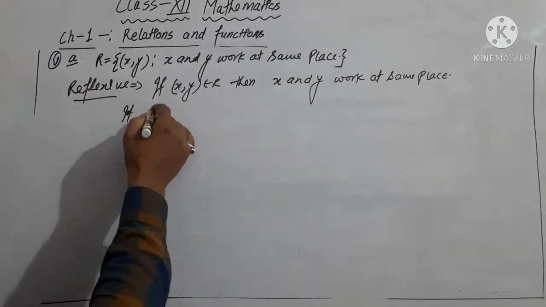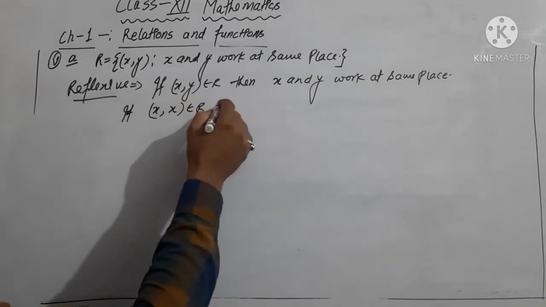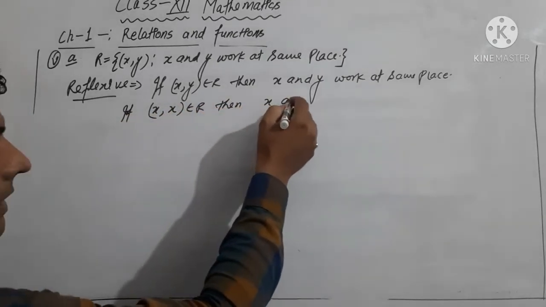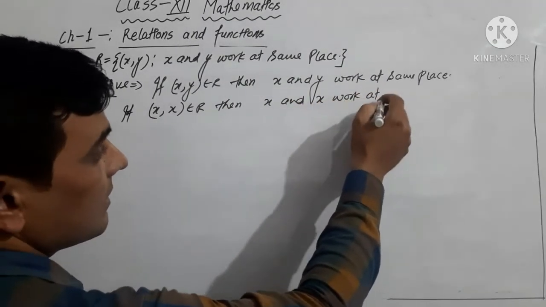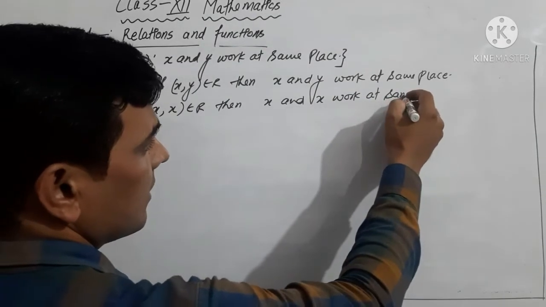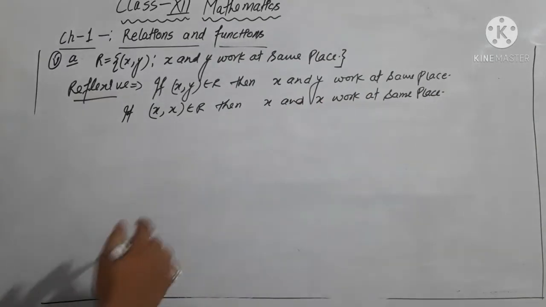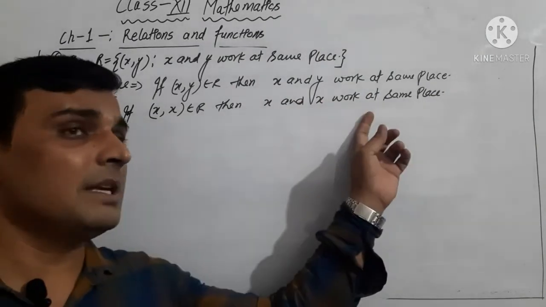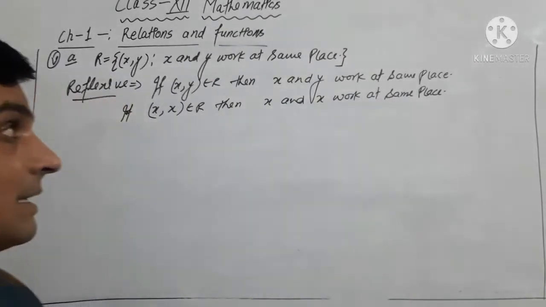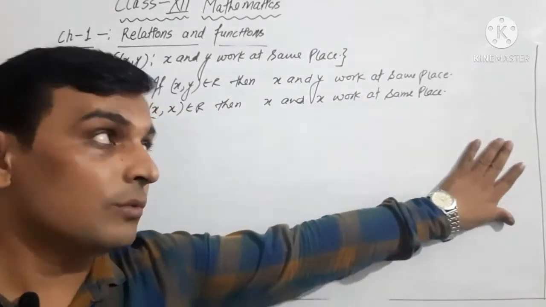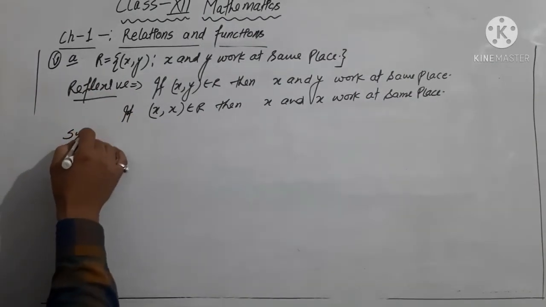If (x, x) belongs to R, then x and x work at same place. This is also true because x and x work at same place. It means I and me work at same place. This will be true. So R is reflexive. Symmetric.